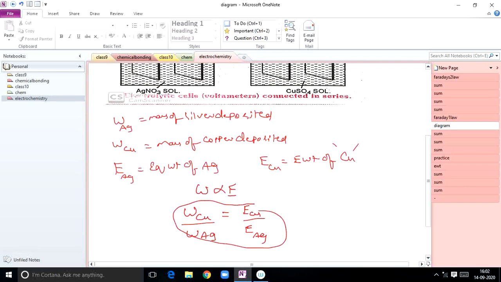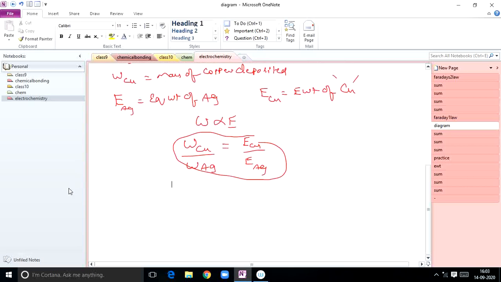If you take three electrodes connected in series, then what can you write? We can use the formula, that is, you can take the ratios W1 is to W2 is to W3 is equal to E1 is to E2 is to E3. Like that we have to take. If 4 cells are there, they are also like that. So this is the relation, that is Faraday's laws of electrolysis.